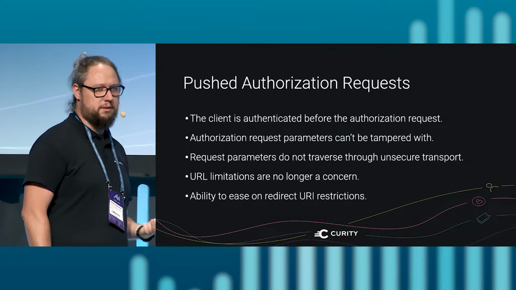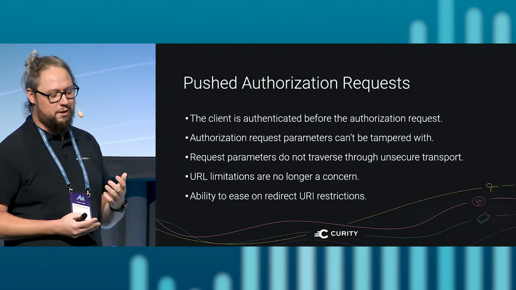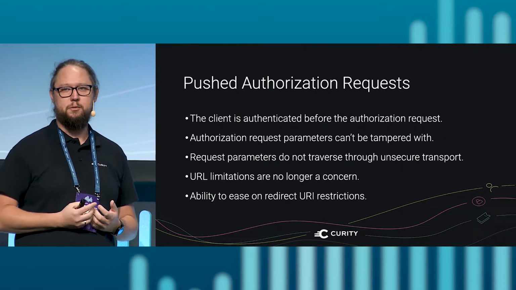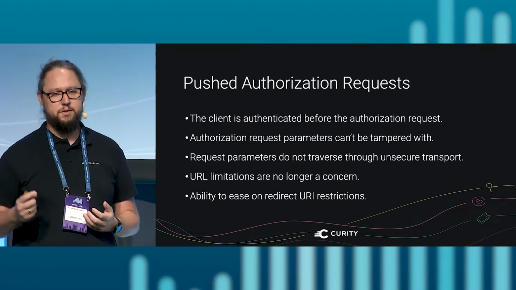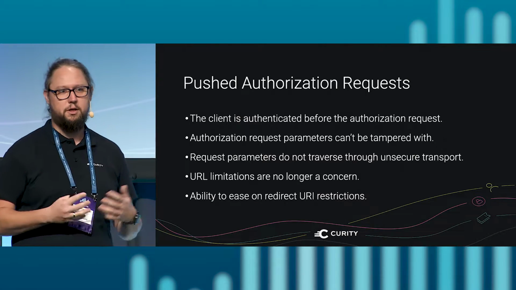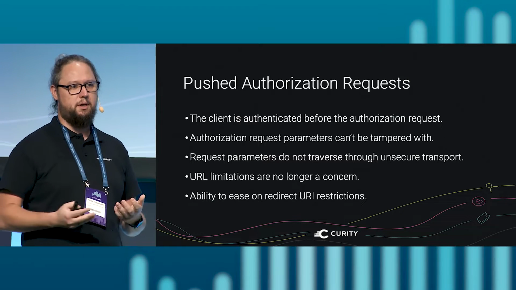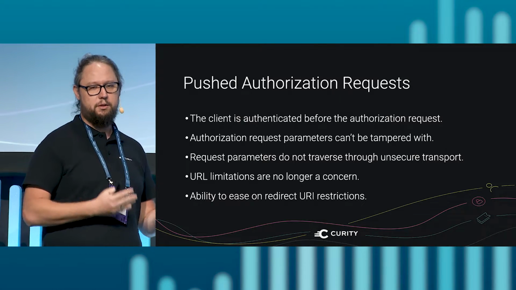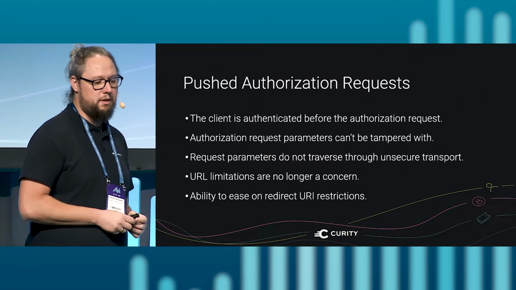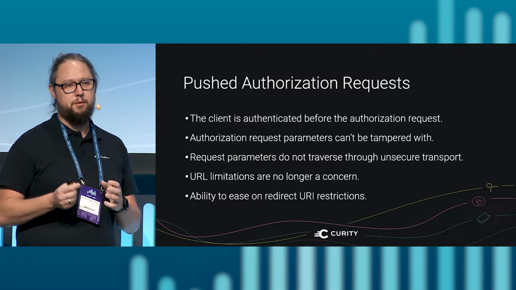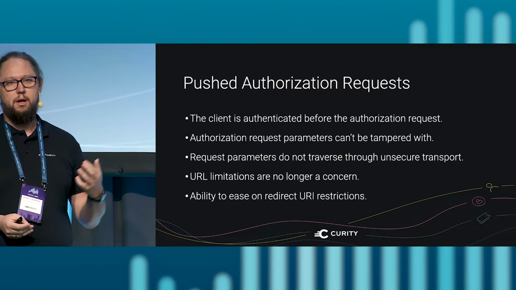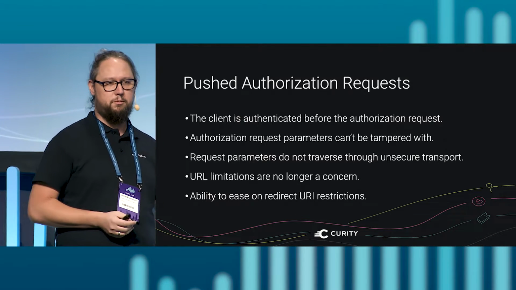So what this gives us is that the client is now authenticated before it makes any authorization requests to the server. The server can use any type of client authentication here, but the important thing is only authenticated, legitimate clients can now start an authorization flow, and no one can abuse that. The request parameters are encrypted end-to-end because it's a backend call, so it doesn't go through the browser, the PAR request.